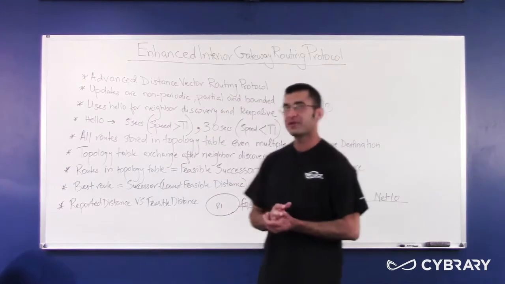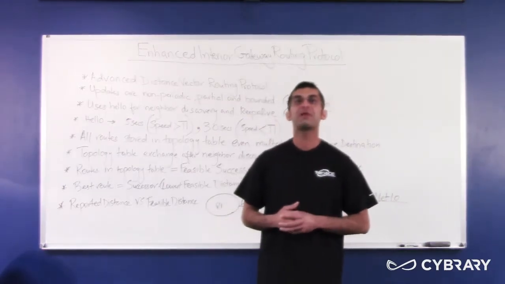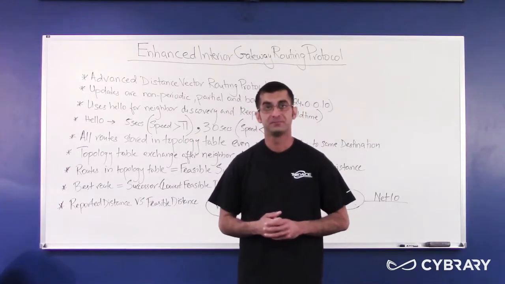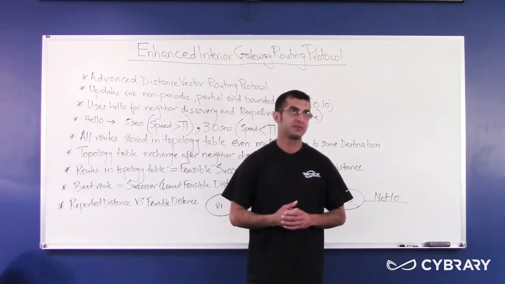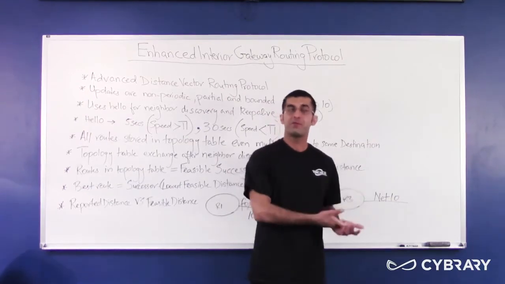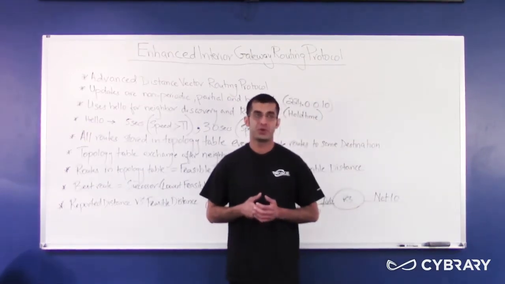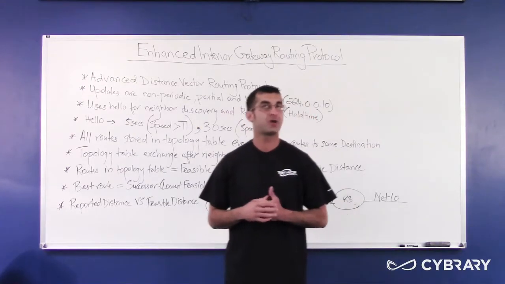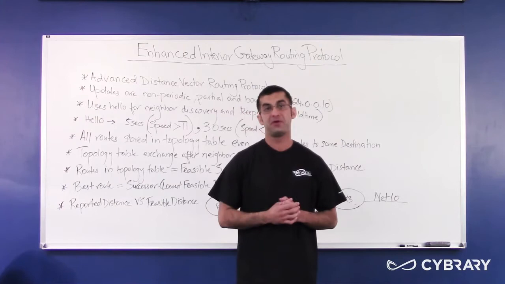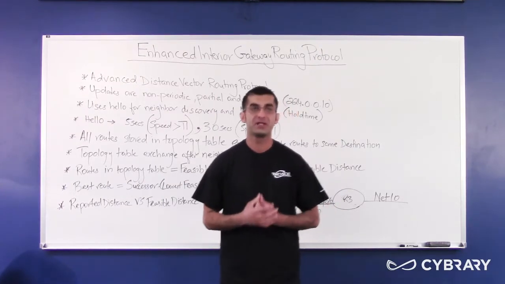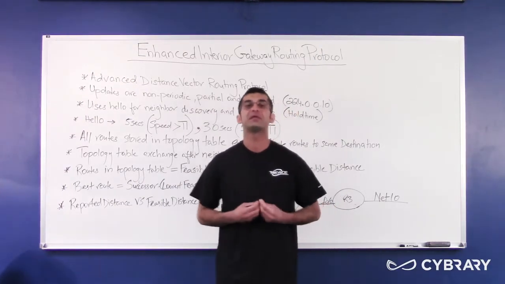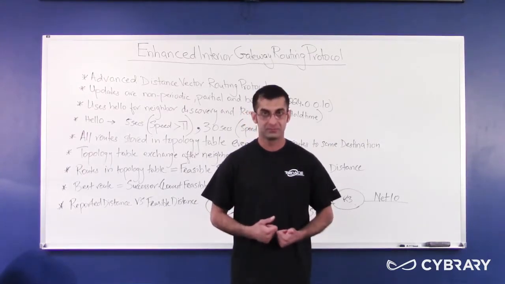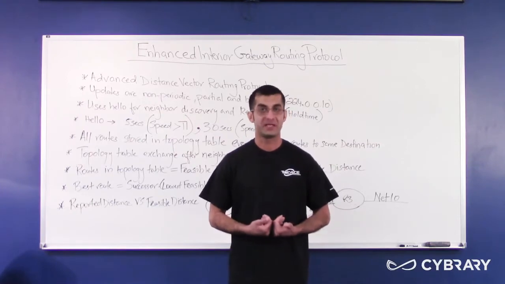Why is it an advanced distance vector routing protocol? Because EIGRP updates are non-periodic, partial, and bounded. So what do I mean by non-periodic? Well, with Route Information Protocol, the routing update, which was the whole routing table, was sent every 30 seconds. EIGRP does not send its updates every 30 seconds or every set interval. EIGRP only sends an update when something in the topology changes. A new router link comes up or a router link goes down. That's the only time an update is sent.